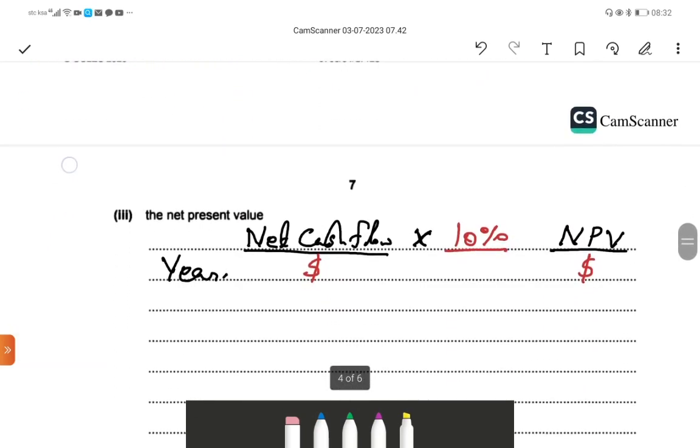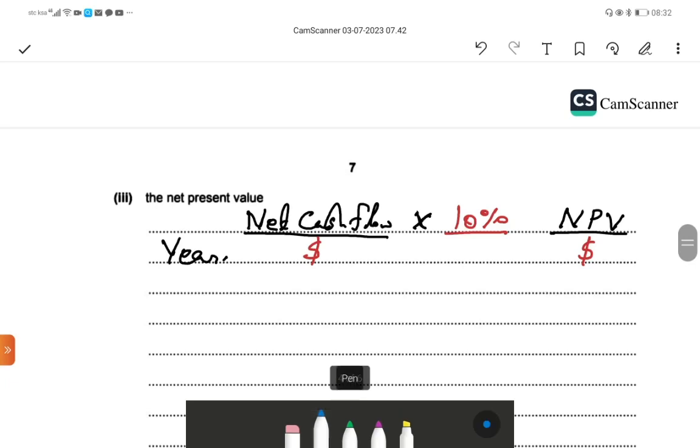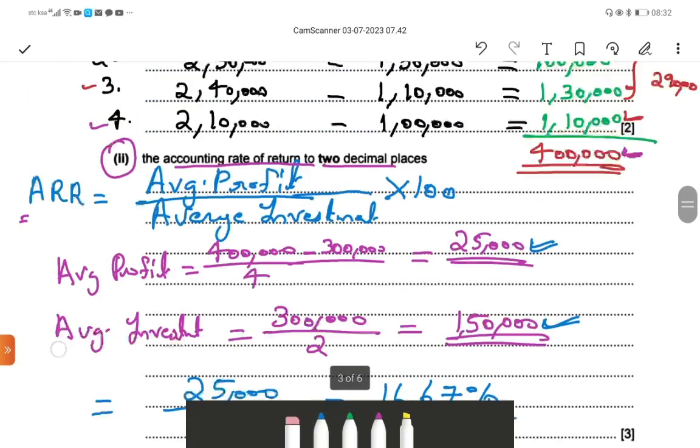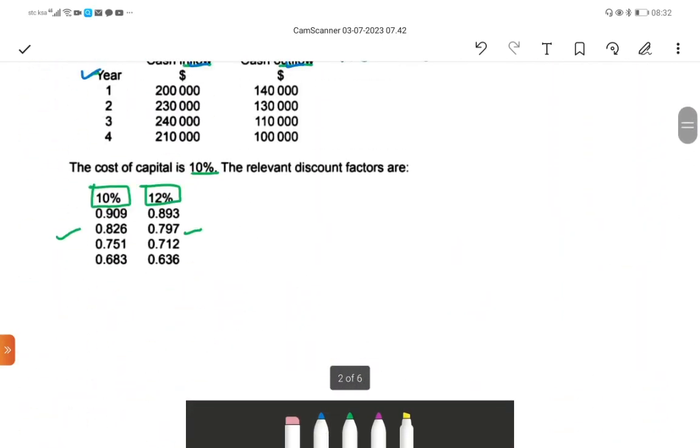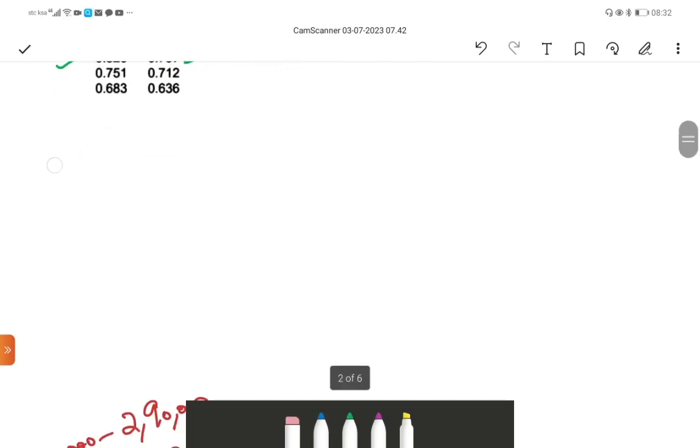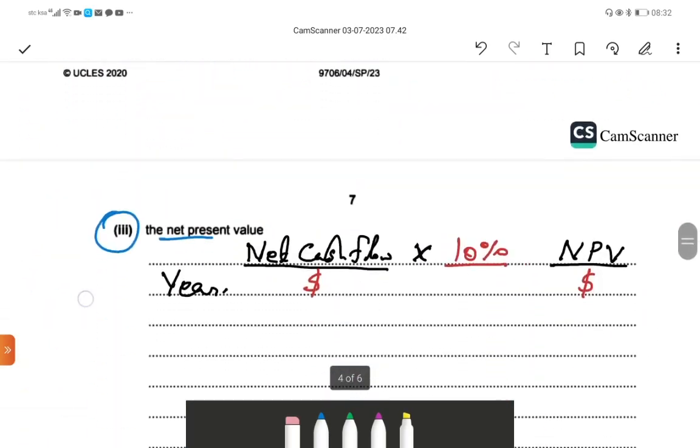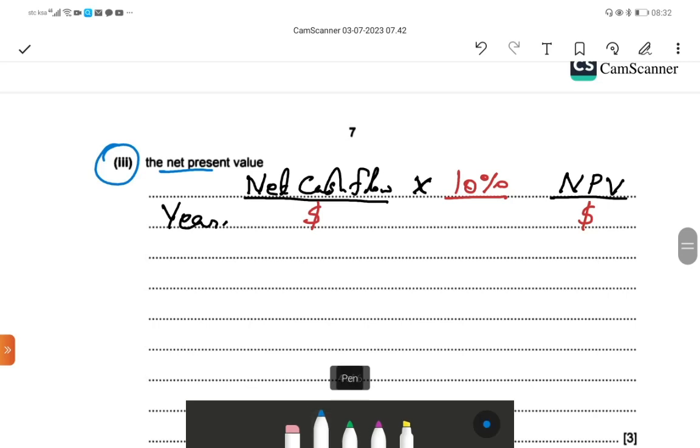Next, calculate the net present value. Net present value we have to calculate. Here in the question they are given the cost of capital rate, which is 10%. So we have to find the net present value at 10%. We have to take net cash flow and multiply by the 10% factor.